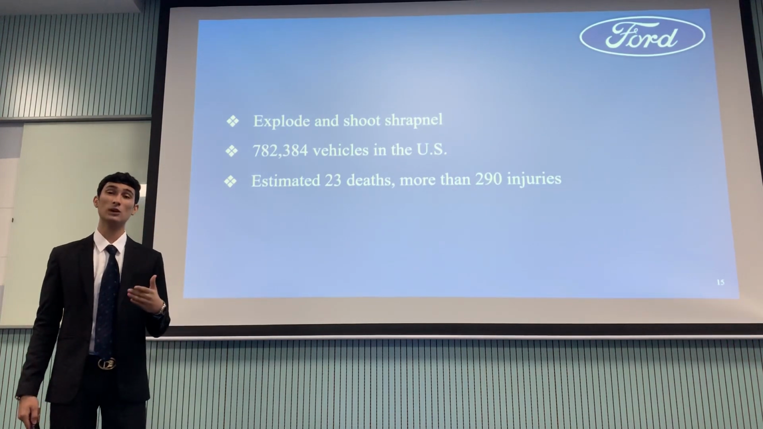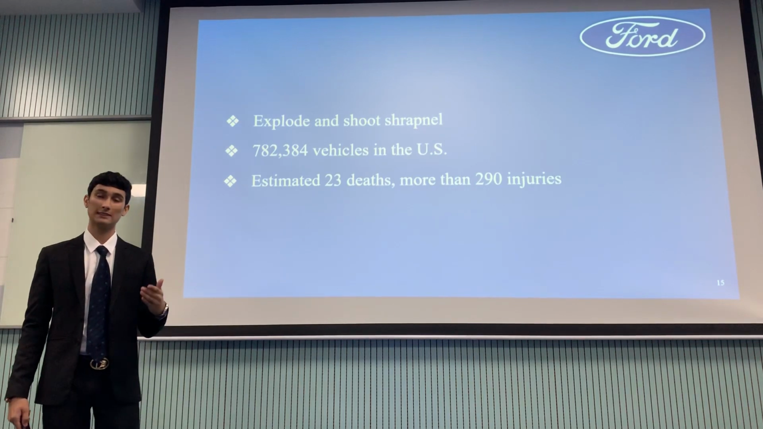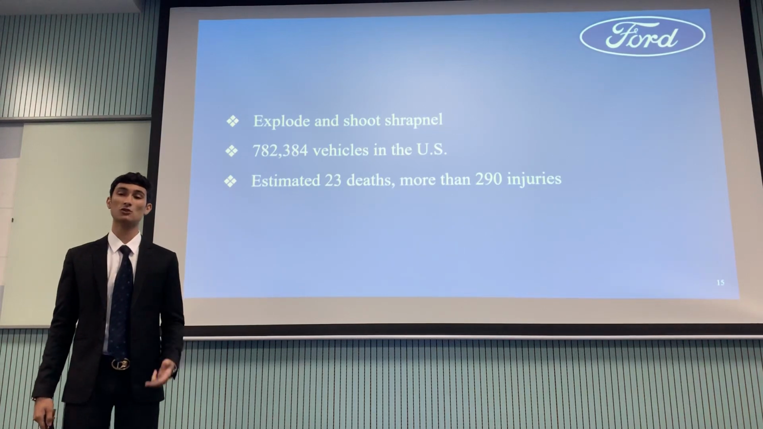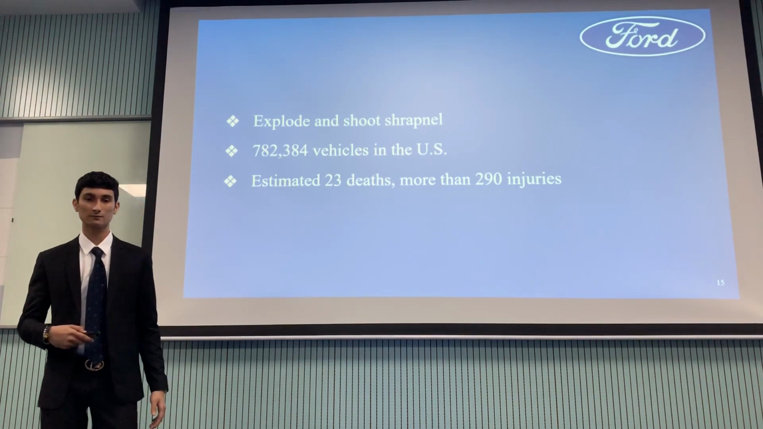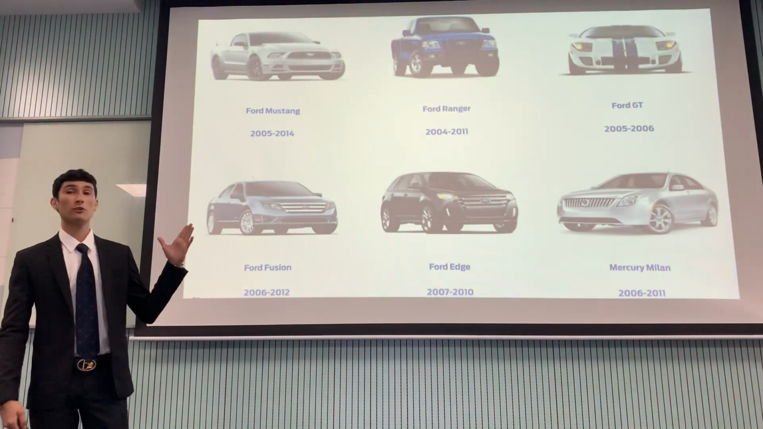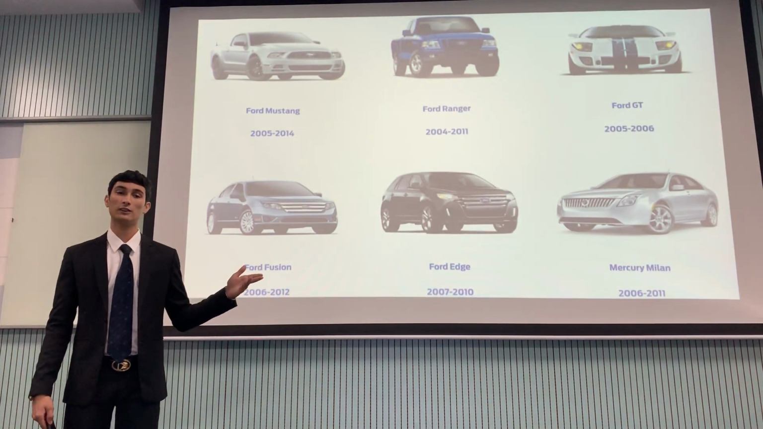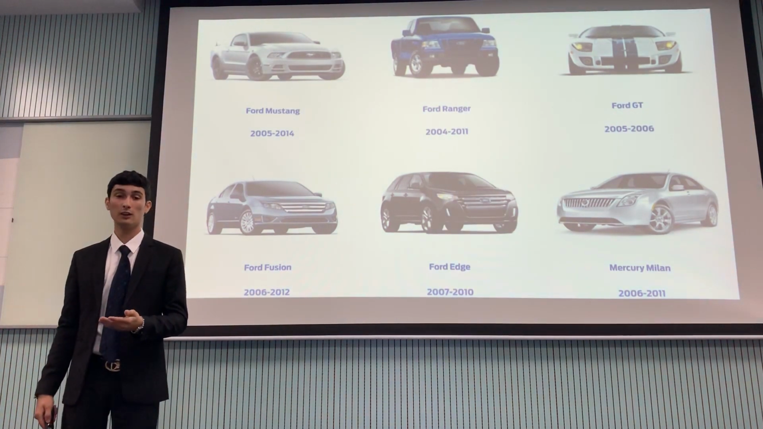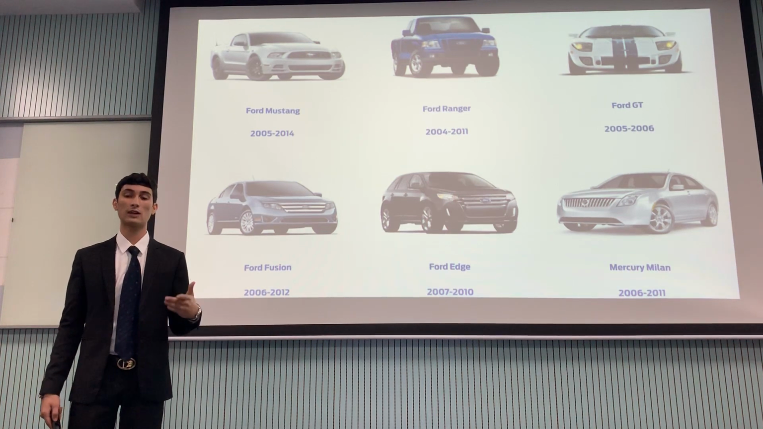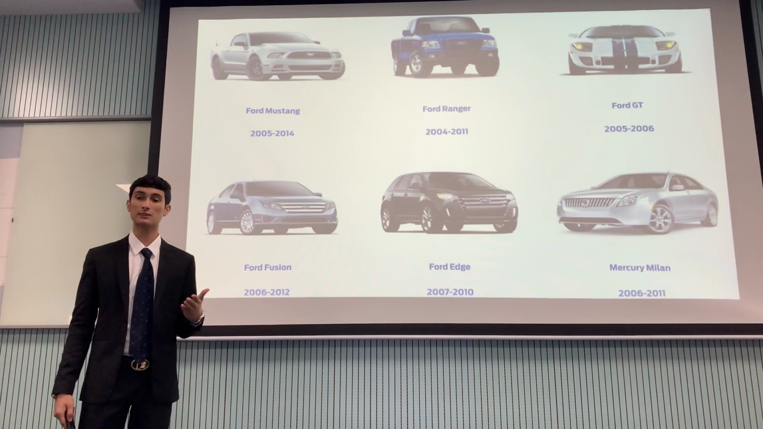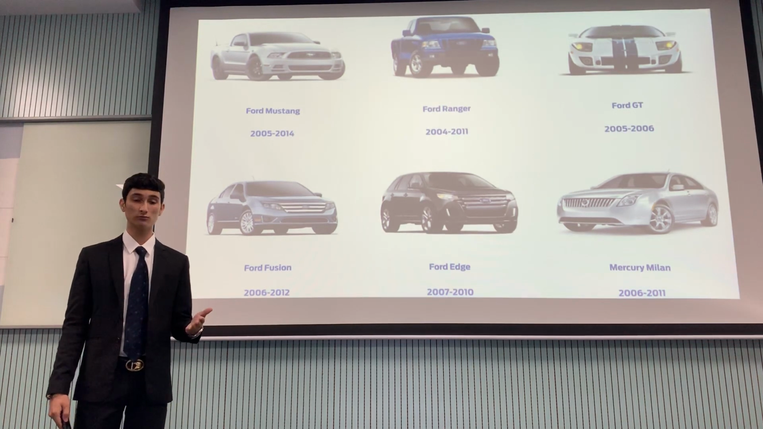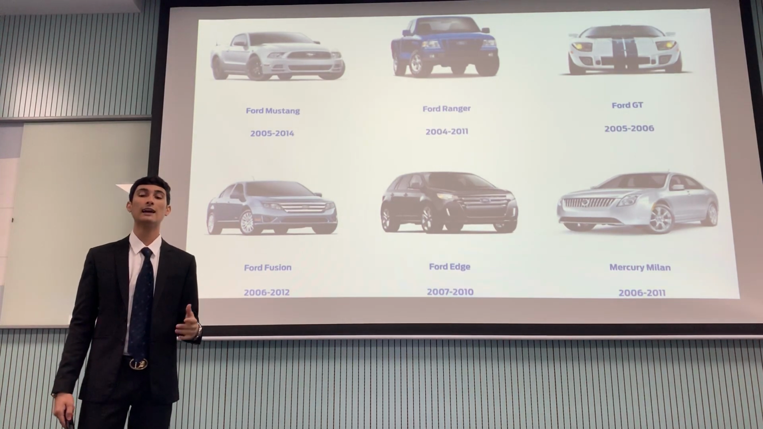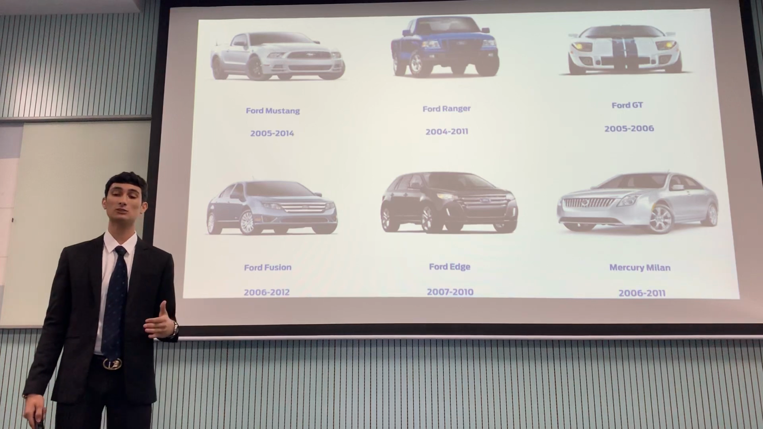782,384 vehicles in the US alone have been recalled for this problem this year. And it is estimated to have caused 23 deaths and more than 290 injuries, including Ford cars. So these are all the different brands that are affected by this airbag recall, different models of our company. We have the Ford Mustang, 2005 to 2014, the Ford Ranger, 2004 to 2011, the Ford GT, 2005 to 2006, the Ford Fusion, 2006 to 2012, the Ford Edge, 2007 to 2010, and finally the Mercury Milan, 2006 to 2011.